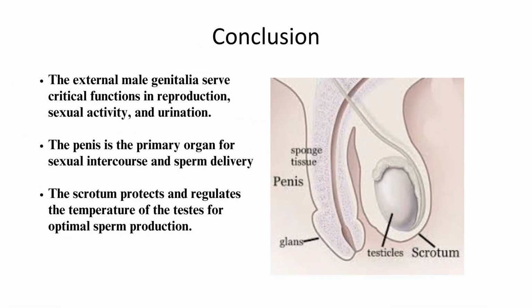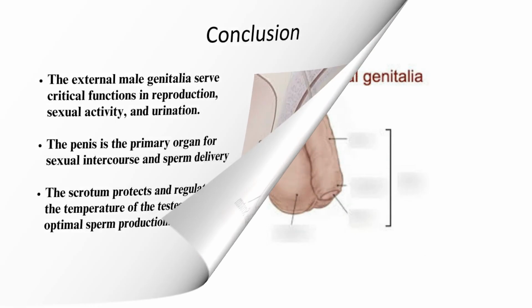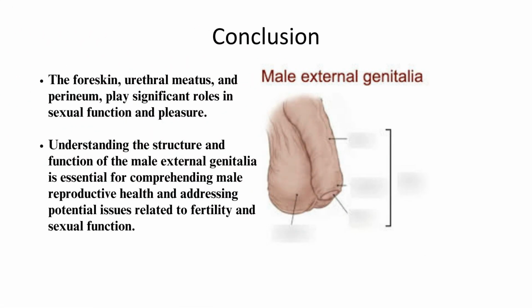In conclusion, the external male genitalia serve critical functions in reproduction, sexual activity, and urination. The penis is the primary organ for sexual intercourse and sperm delivery, while the scrotum protects and regulates the temperature of the testes for optimal sperm production. Other components, such as the foreskin, urethral meatus, and perineum, play significant roles in sexual function and pleasure.